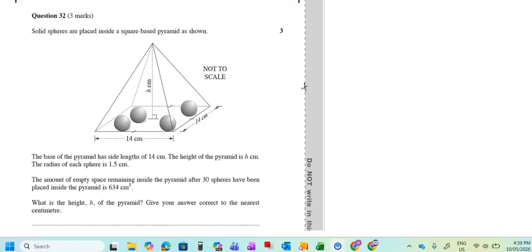Question 32. Solid spheres are placed inside a square-based pyramid as shown. The base of the pyramid has side lengths of 14 centimetres. The height of the pyramid is h in centimetres. The radius of each sphere is 1.5 centimetres. The amount of empty space remaining inside the pyramid after 30 spheres have been placed inside is 634 cubic centimetres. What is the height h of the pyramid? Give your answer correct to the nearest centimetre. Pause here to try yourself.